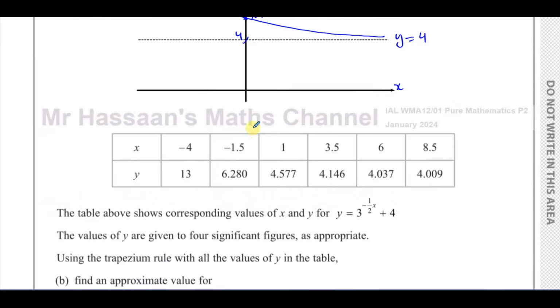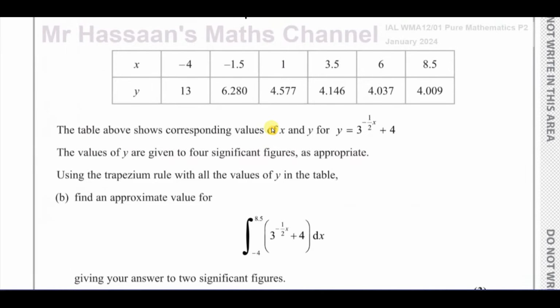Okay, now for part B. Here we have to use the trapezium rule. It says the table above shows corresponding values of x and y for y equals 3 to the power of negative a half x plus 4. The values of y are given to 4 significant figures as appropriate. In this one there was probably a whole number, so it didn't have to. Using the trapezium rule with all the values of y in the table, find an approximate value for the integral between -4 and 8.5 of this.